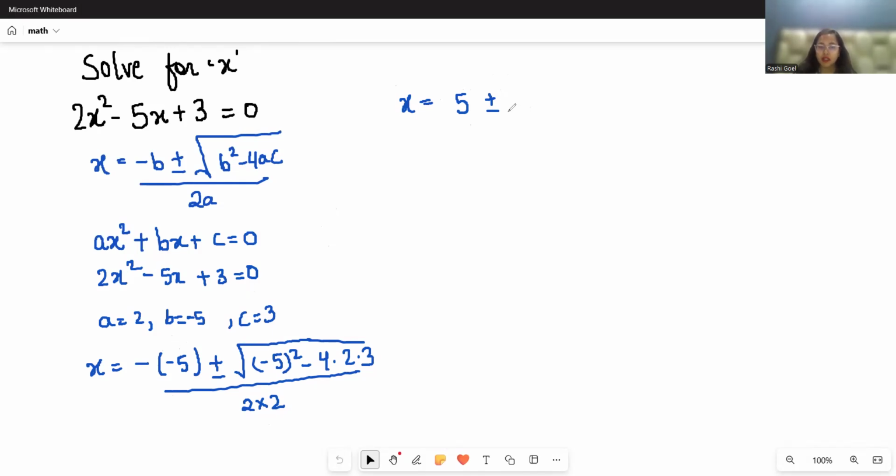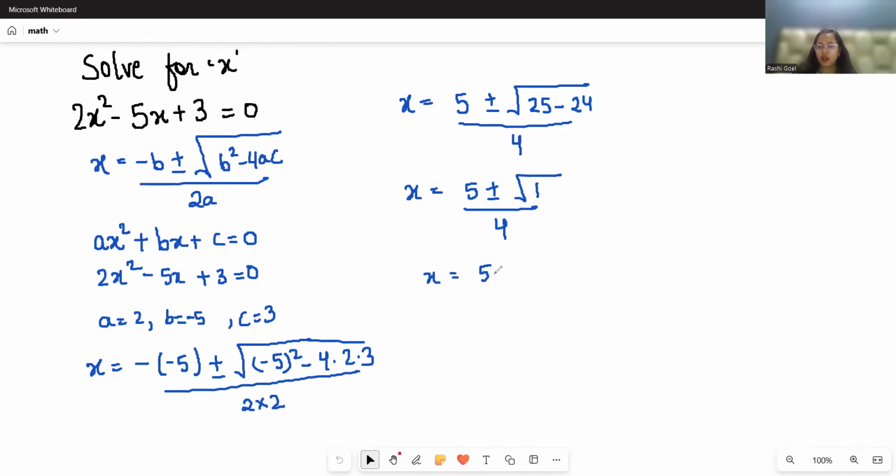5 ± √((−5)² is 25, minus 4 times 2 is 8, and 8 times 3 is 24) over 2 times 2, which is 4. So x = 5 ± √(25 − 24) over 4, which is 1 over 4, and the square root of 1 is 1. So we can write (5 ± 1) / 4.